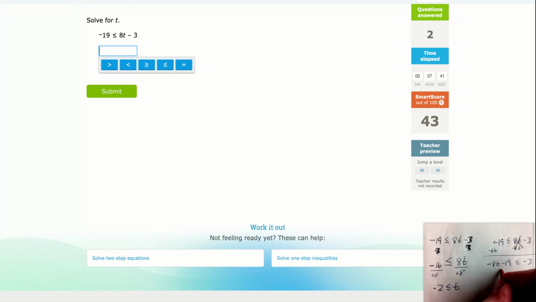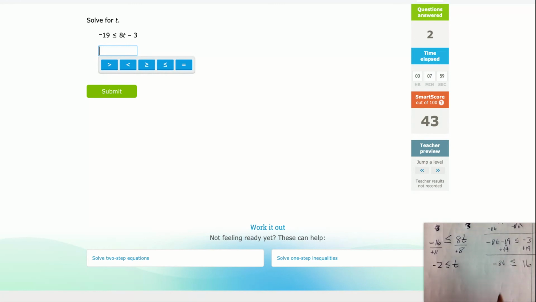Now what I'm going to do is add 19 to both sides. Those cancel. Now adding, again, that doesn't change the inequality symbol. So I have negative 8t is less than or equal to negative 3 plus 19, which is positive 16. Now be careful here. I have a negative 8. I'm going to divide by a negative 8. Now if I divide by a negative 8, I'm left with a t on the left side, and I'm left with a negative 2.